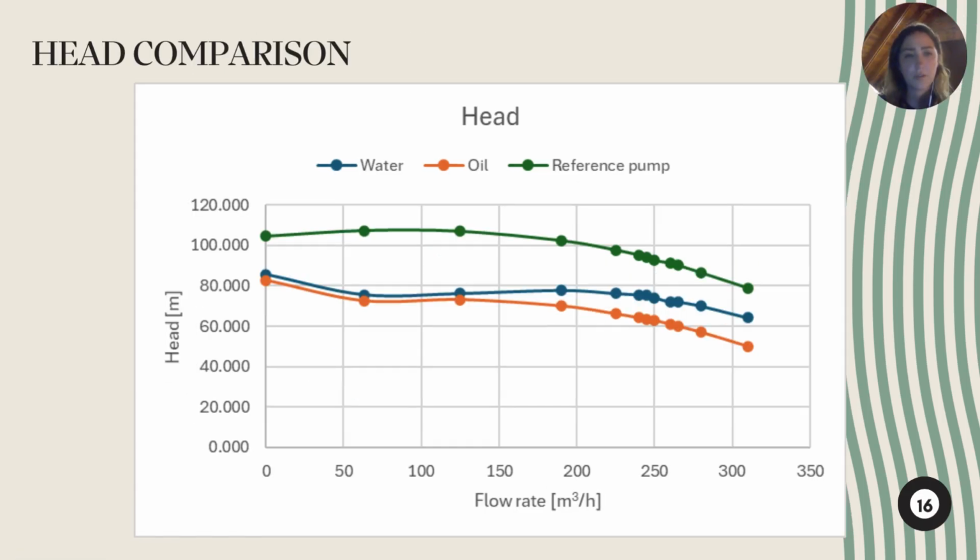As we can see on the graph, in all the cases the head decreases as the flow rate increases. This occurs due to frictional losses. We can see that in both water and oil we have an increase and then a decrease around the 50 cubic meters per hour. This shows that the pump we designed might be unstable due to assumptions made during the design process.